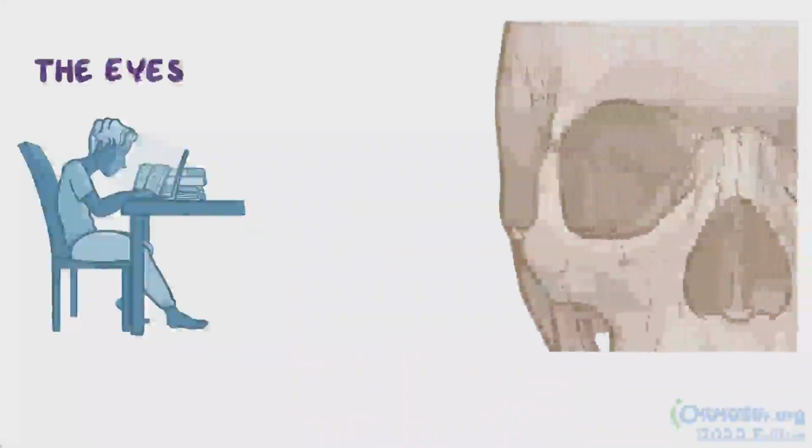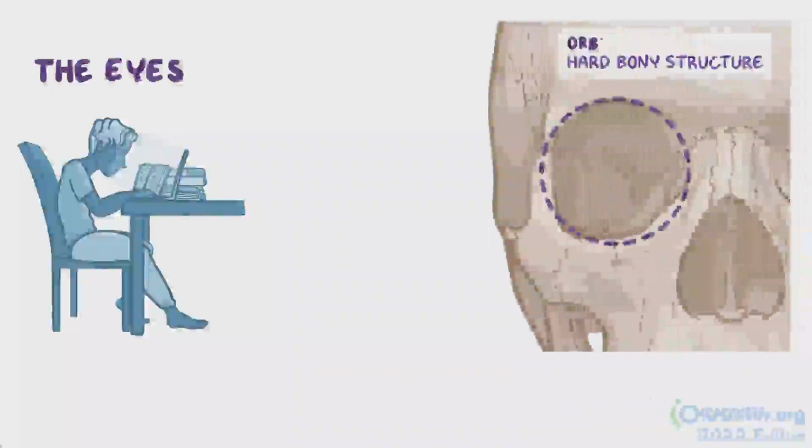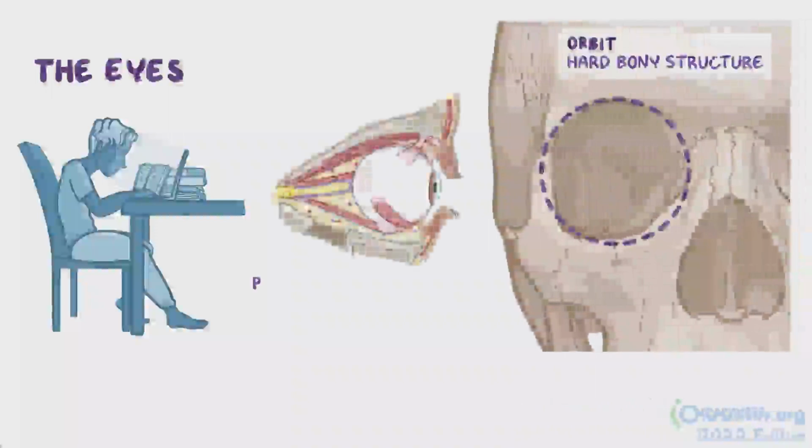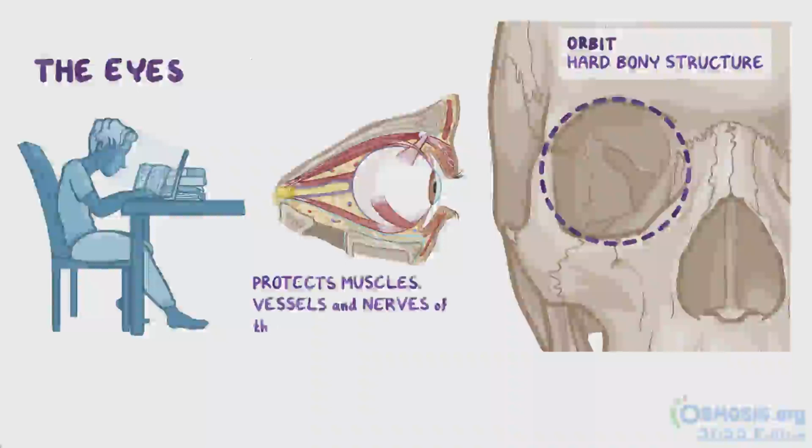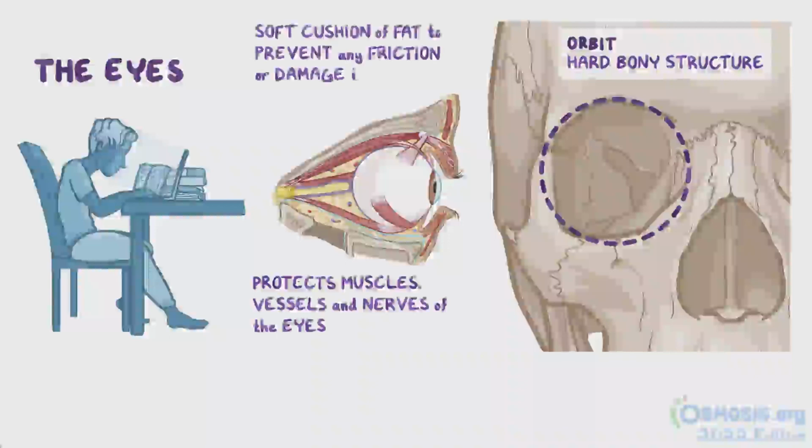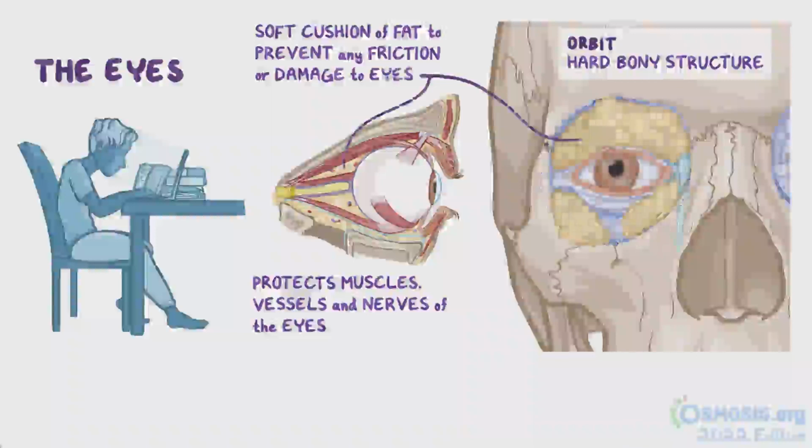To be able to see everything that surrounds us, including this video, we can count on a very special sense organ, the eyes. The eyes can be easily injured, so each of them is protected by a hard, bony structure called the orbit. The orbits also protect the muscles, vessels, and nerves of the eyes. And between each eye and the orbit protecting it, there's a soft cushion of fat to prevent any friction or damage to the eyes. Additional protection is ensured by the eyelids, which close and open as needed, and the lacrimal apparatus, which secretes tears to lubricate the eyes.